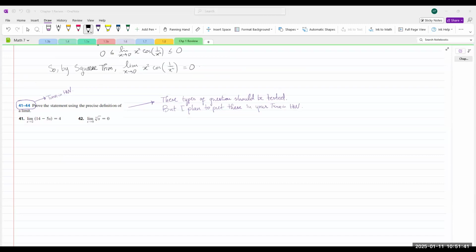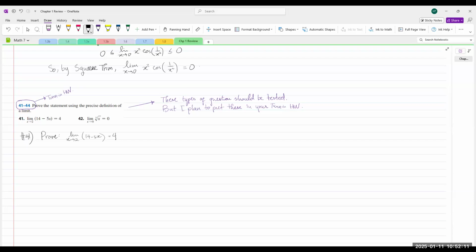Number 41. Again, this may be in your turn-in homework. I promise you, I will not ask this in your test. Prove that the limit as x approaches 2 of 14 minus 5x equals 4 using the definition of limit.